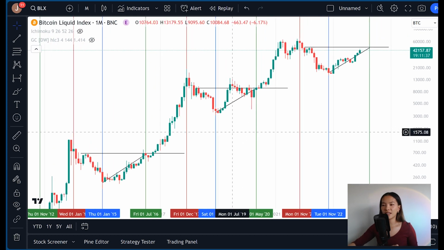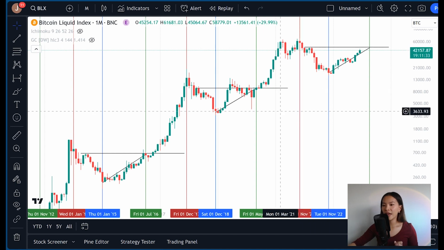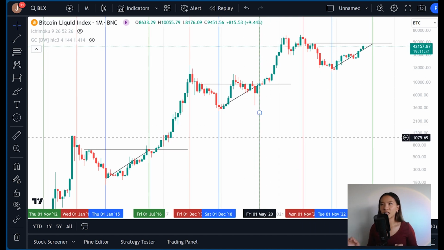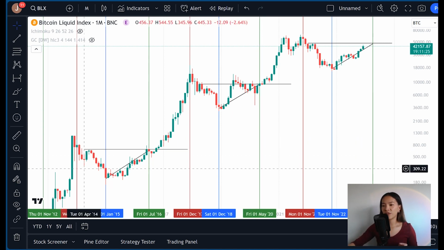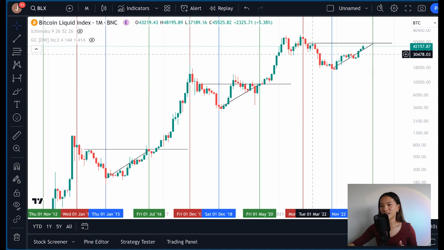So what I've marked out here, these horizontal levels, are what I like to call a dead cat bounce level. And so a dead cat bounce is basically a small temporary upwards move in the midst of a huge downwards move. You can see it here happened in 2015 and again in 2018 and here in 2022.